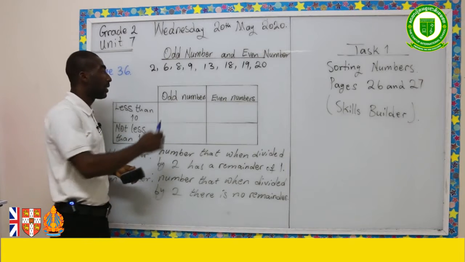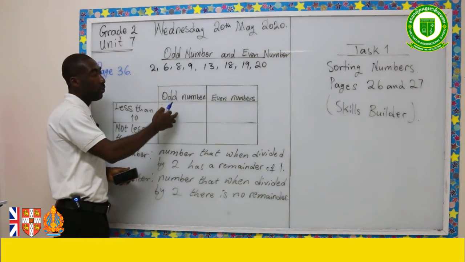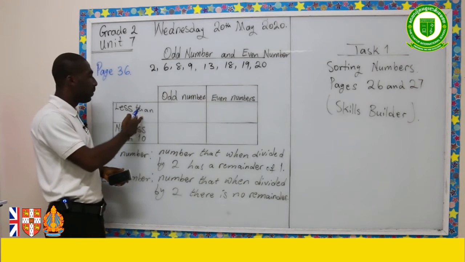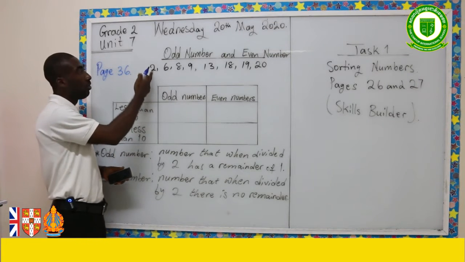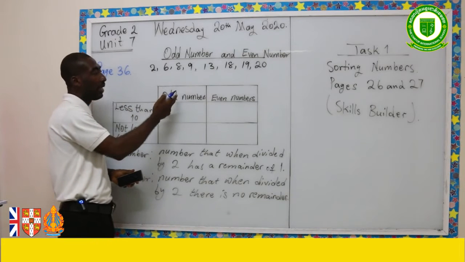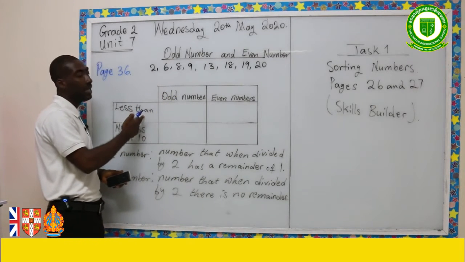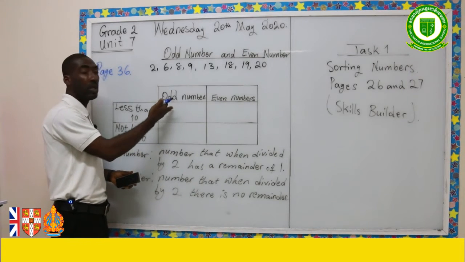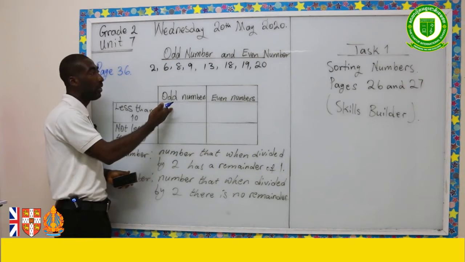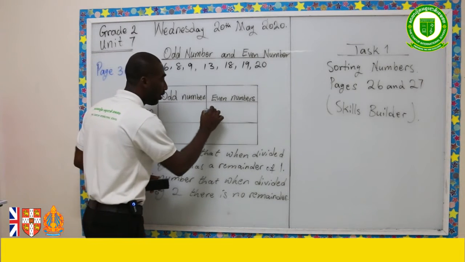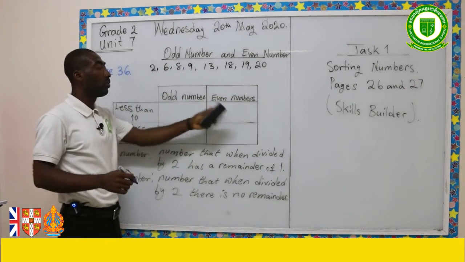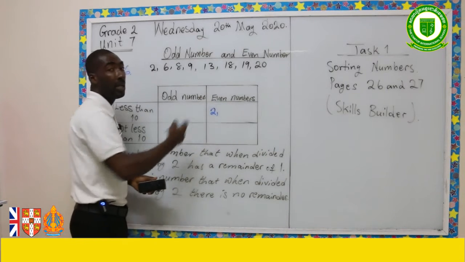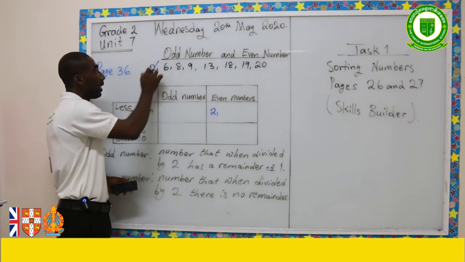So the first instruction is that the numbers that you put here should be odd numbers. However, they should also be less than 10. So we look at 2. 2 is not an odd number, but 2 is less than 10. So which means that we cannot write 2 at this space. We have to move 2 to even number. So 2 will go to the even number section because it is less than 10 and it is an even number. So we are done with our 2.